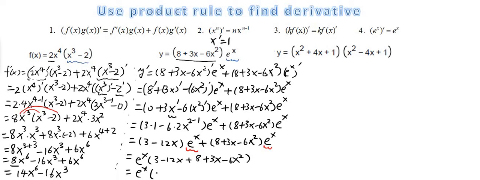So 3 plus 8, 11. Negative 12x plus 3x should be negative 9x. And the last term should be negative 6x squared. That's it.